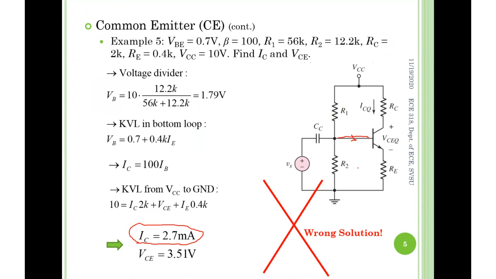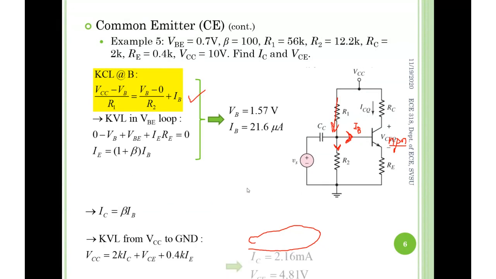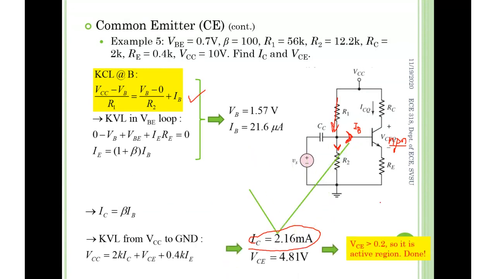IB is small, in microampere. If you end up in your calculation in future, you can check if your IB turns out to be like 1 milliampere or 2 milliampere. Well, very likely to be wrong. It's supposed to be in microampere. So IB is very small. That's why the wrong solution is not ending up with a terribly off result.